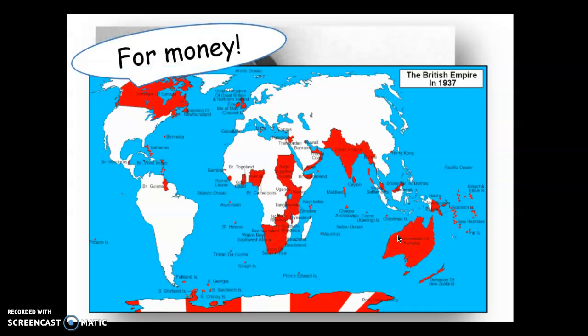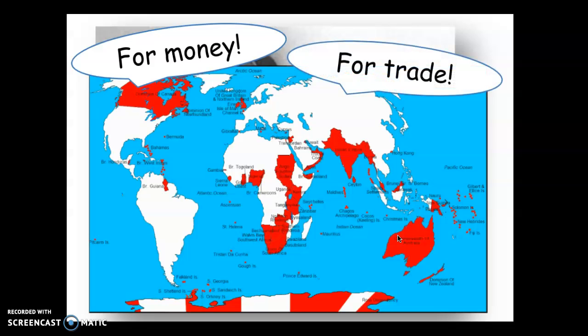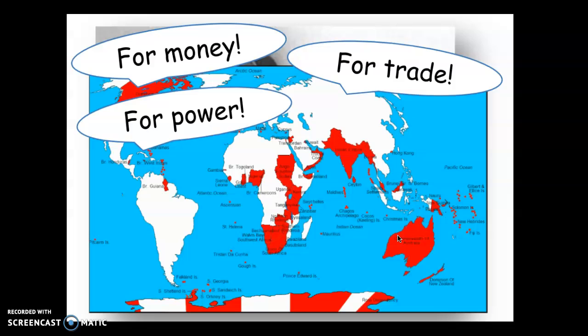Well, why, of course? Why in the world would Great Britain seek to establish colonies in every time zone throughout the entire world? Well, money is a big motivator. We talked about the 3 G's in the beginning of the year: God, gold, and glory. And money means power. So money is obviously a huge motivation, as well as trade, by which money will be made.